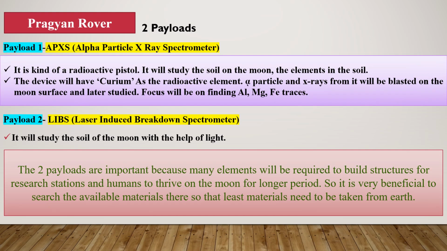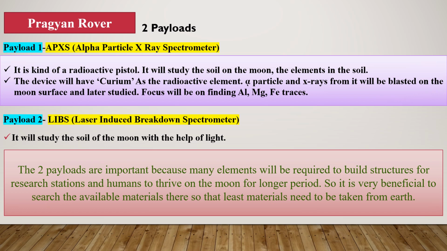Next are the payloads attached to the Pragyan rover. Two payloads are attached to the Pragyan rover. First is the APXS, alpha particle X-ray spectrometer, and it is a kind of radioactive pistol which will study the soil on the moon and the elements in the soil. This device will have curium as the radioactive element, and alpha particles and X-rays from it will be blasted on the moon surface and later studied, and focus will be on finding aluminum, magnesium and iron traces.